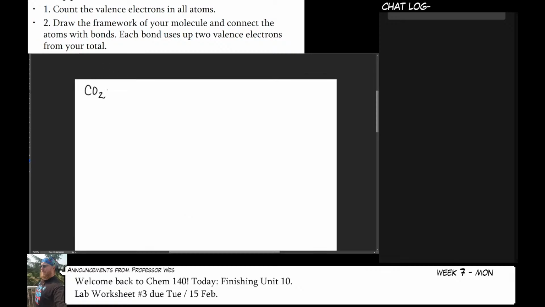All right, so here's our example. We're going to do CO2. So at the top there, you can see that step 1 is to count all the valence electrons. So let's start by doing that.